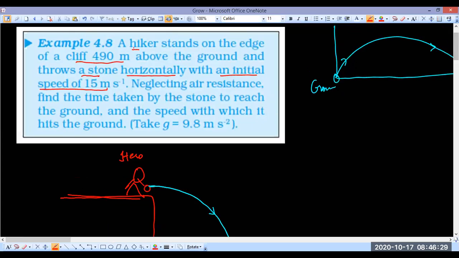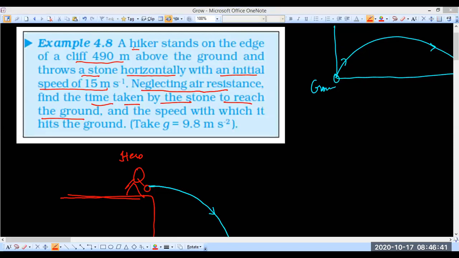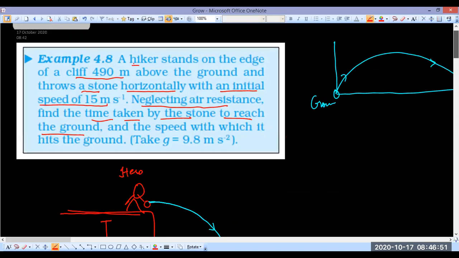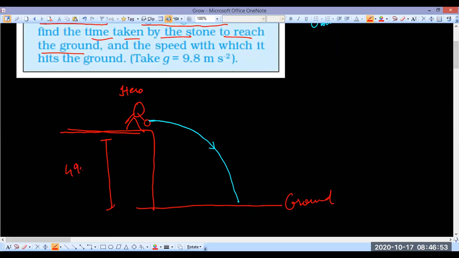Neglecting air resistance means ignore air resistance. Find the time taken by the stone to reach the ground. Okay, find the time taken by the stone to reach the ground. It is a half projectile, right, but don't look at it that way. So here is the ground. What's this height? How much is it? 490 meter. Okay, and the speed with which it hits the ground. Okay, let's find the time.